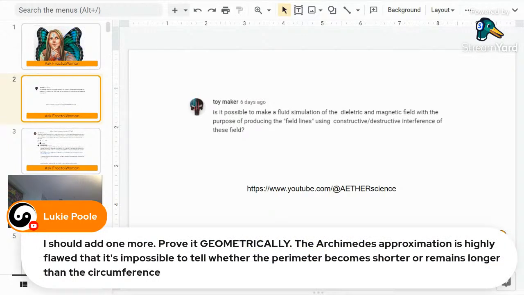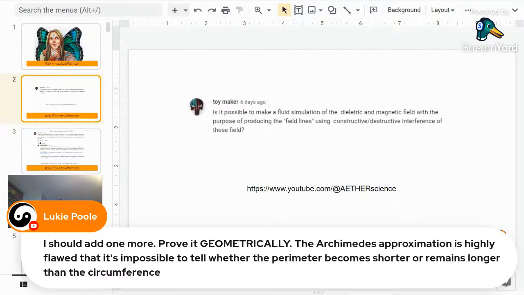Okay, so I should add one more point. Lucky Pool wants to add one more point to prove it geometrically. So this is the Archimedes approximation problem. It's highly flawed in that it's impossible to tell whether the perimeter becomes shorter or remains longer than the circumference. Well, this is just a technique that was used to approximate basically the digits of pi.